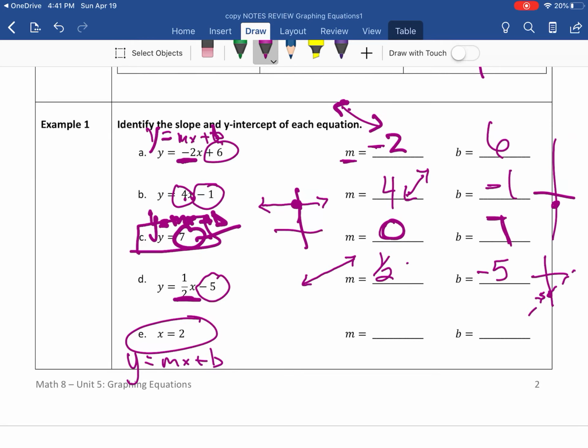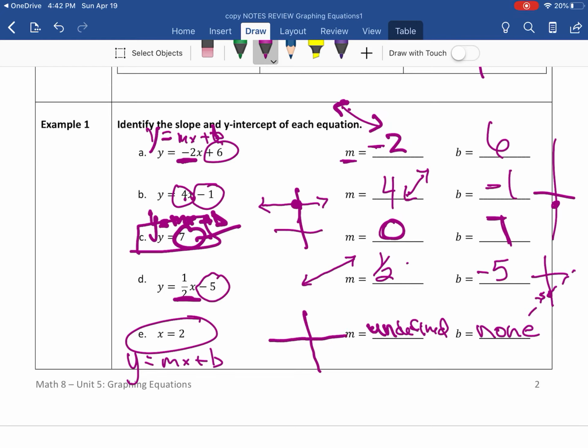And the last one, ooh, now we don't have any y at all. Y equals mx plus b. We don't even have a y. Look, there's nothing. Y is not even there. So in this case, the slope is undefined. And then our y-intercept, the b, is there one? No, there isn't one. None.